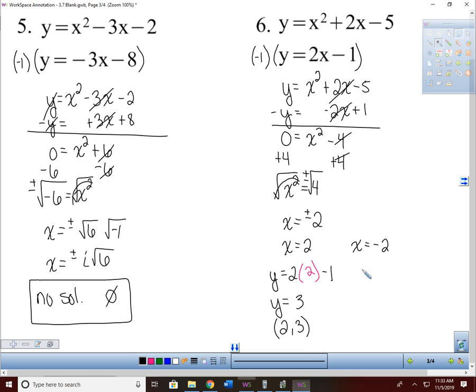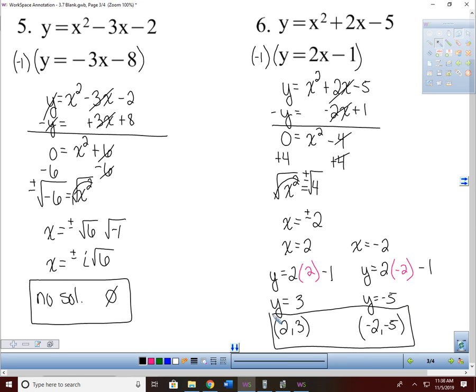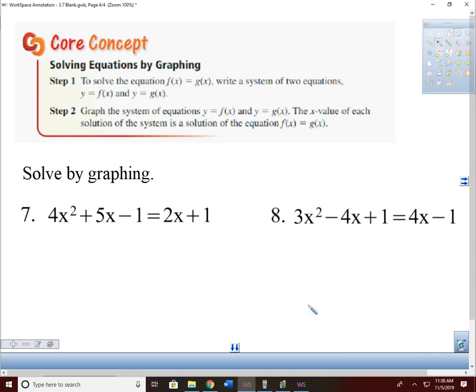Then I do the same thing with negative 2. Y equals 2, and instead of plugging in a positive 2, this time I'm plugging in negative 2, minus 1, which gives me negative 5. So these two graphs also cross when x is negative 2 and y is negative 5. So I have my 2 points of intersection. And if I want to check myself, I'm just going to graph these. Same thing on the other one. If you graph these two, you're going to see they don't cross anywhere. Okay? And then you could check yourself on number 6 as well.